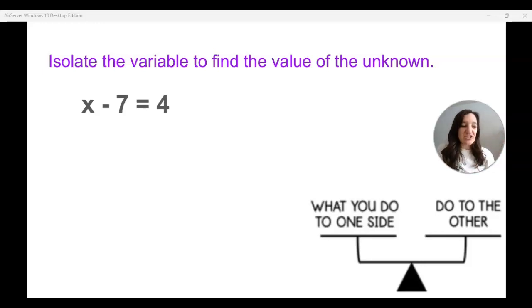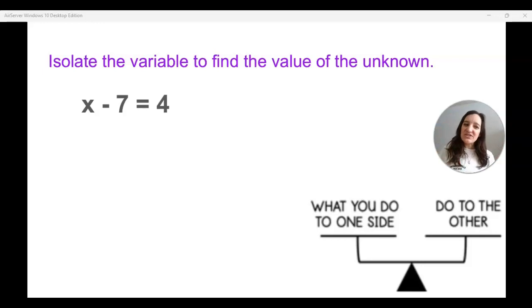So what I want you to do on this is isolate the variable to find the value of the unknown. The x right there is our unknown. Okay, now we can look at it and be like, well, x has to be 11, right, in order to make this equation true. What I want to see, because I already know you know the answer, is that the practice today is showing what you're doing in your head.